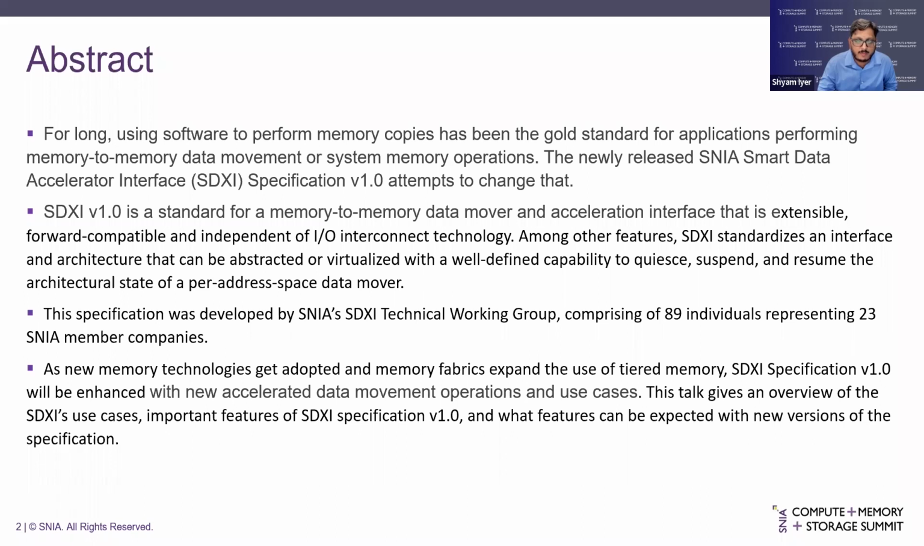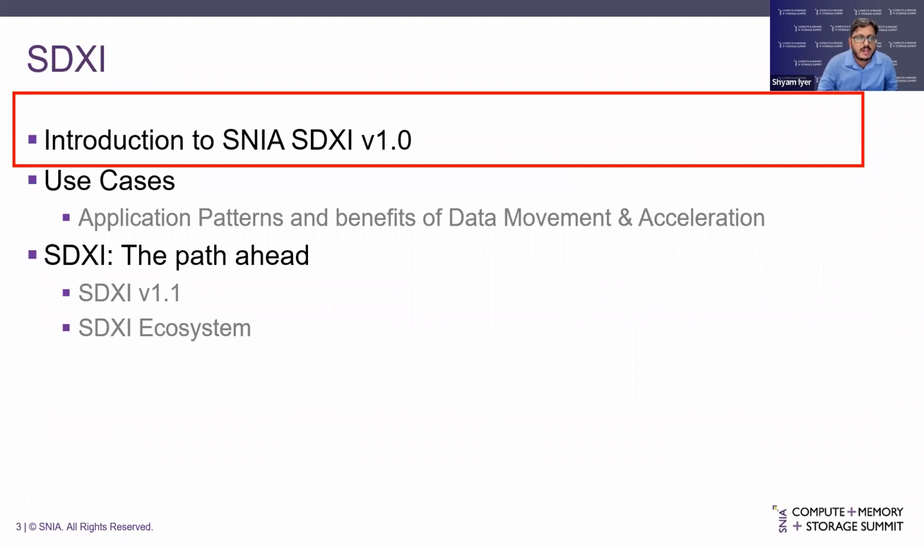If you're here for this talk, I'm assuming you have looked through this abstract. In terms of the agenda that I'm going to cover today, I'm going to talk about the introduction to SNIA's SDXI version 1.0. I'm also going to talk about the use cases, particularly the application patterns and the benefits of data movement and acceleration. And then I'm going to end with SDXI, the path ahead, and talk a little bit about what we would do in version 1.1 and the ecosystem that we're trying to develop.